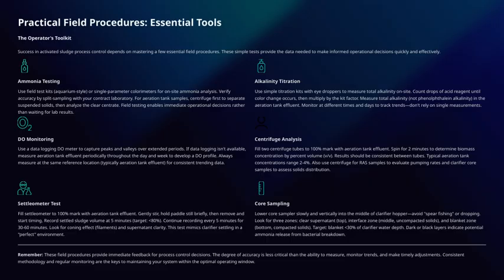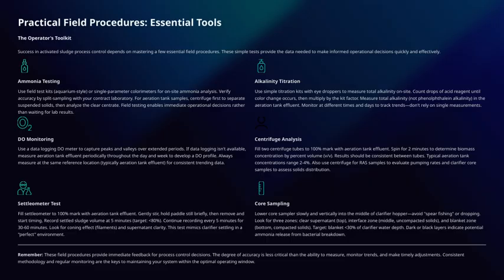Spin them for about 2 minutes to determine biomass concentration by volume percentage. You should see similar results between the 2 tubes. Typically, concentrations range from 2 to 4%. You can also use centrifuges for sampling return-activated sludge or for assessing solids in the clarifier to understand solids distribution and pumping rates. The settleometer test is another quick way to assess settling characteristics.